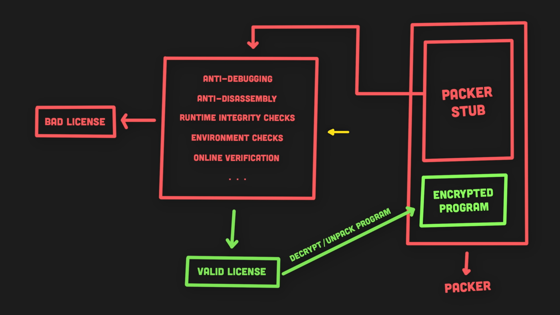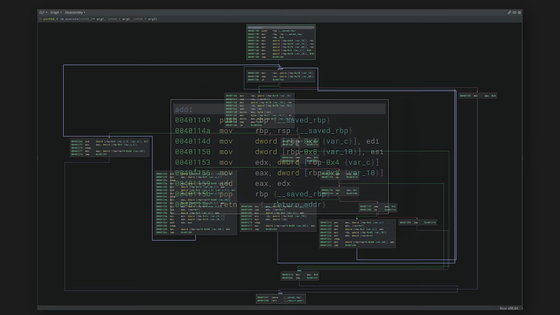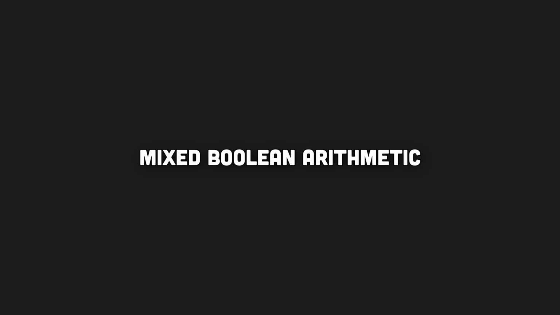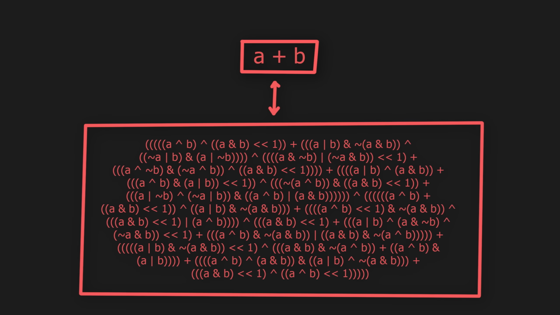techniques like virtualization. For example, this is a simple function that adds two numbers together, and this is the same function protected with the simplest form of virtualization that I could come up with. And it doesn't stop here, we can also add another layer of obfuscation such as MBA or mixed Boolean arithmetic. MBA works by taking an arithmetic operation like addition and turning it into a very complicated Boolean expression like this.